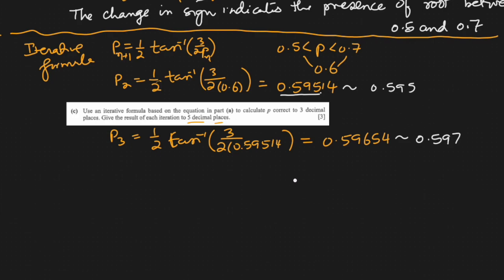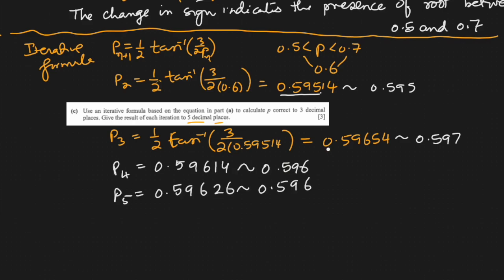So I'll fast forward this particular part of the video, and then when this video is resumed, you'll see my answer. Okay, so I already got my answer here. Two consecutive iterations were rounded off to 0.596. So that gives me the answer: P equal to 0.596.